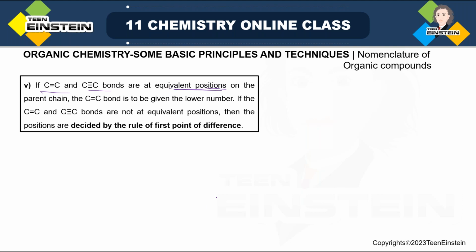Equivalent position means whatever side you start numbering from, the double bond and triple bond get the same number. That is the meaning of equivalent position. In that case, you have to give the CC double bond the lower number. But if they are not present at equivalent positions, the position should be decided differently. Obviously, without an example we will not be able to understand, so here we will take an example.